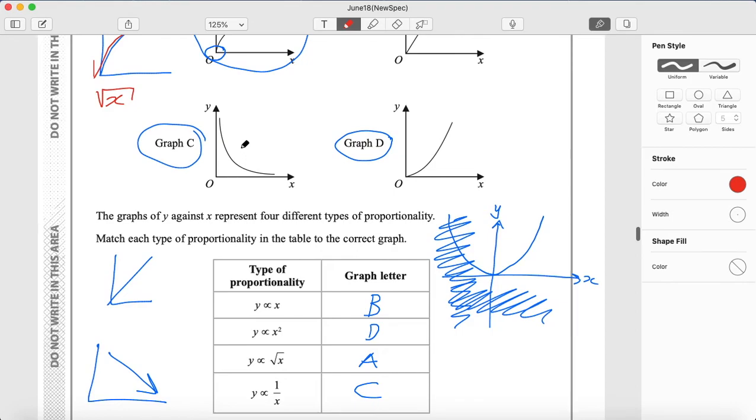Graph C, we know x can never be 0 because we can never divide by 0. That never makes any sense. And as x gets bigger, y will get smaller, because if we divide by a bigger number on the bottom, y will get smaller. And alternatively, as x is less than 1 and gets smaller, y will get bigger and bigger as we divide by a smaller number. So there's the answer, B, D, A, C.